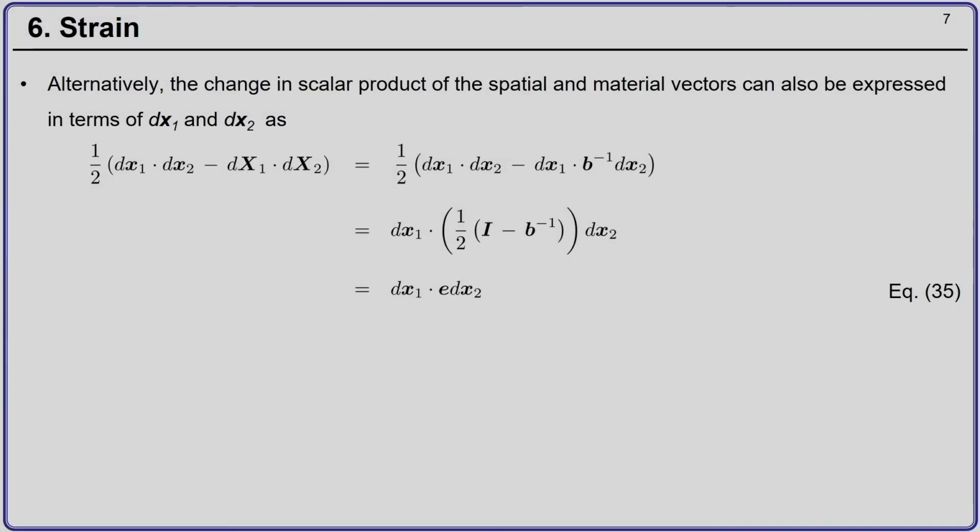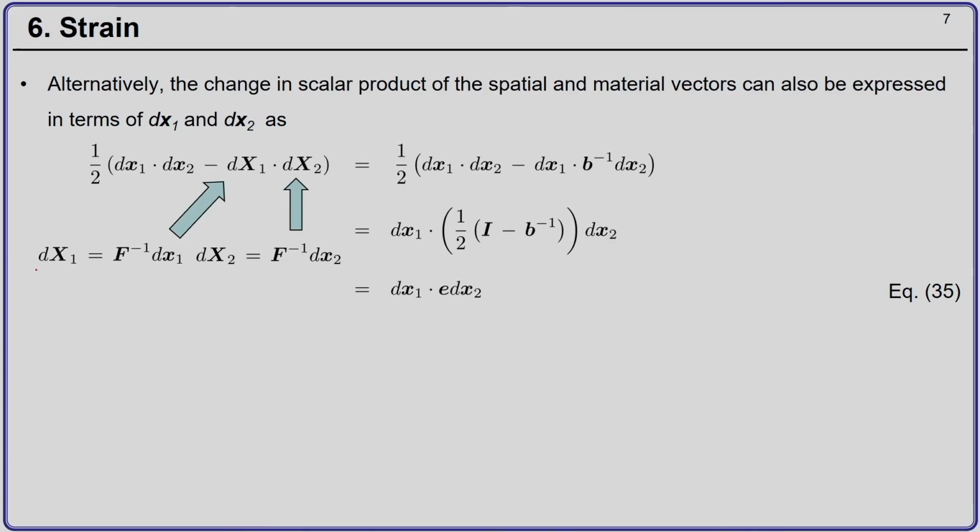Now, I can go in the other way. In the previous slide we substituted the spatial vectors in terms of material vectors. I can do the other way around. I can substitute the material vectors in terms of spatial vectors. So, dx1 is f inverse dx1 and dx2 is f inverse dx2. This I can substitute here, okay.